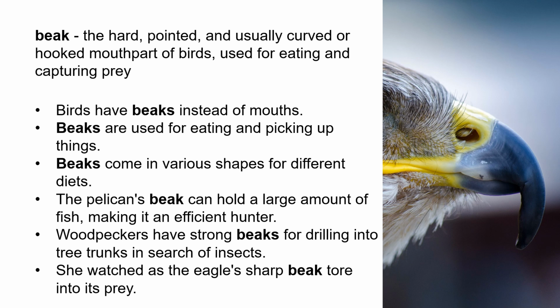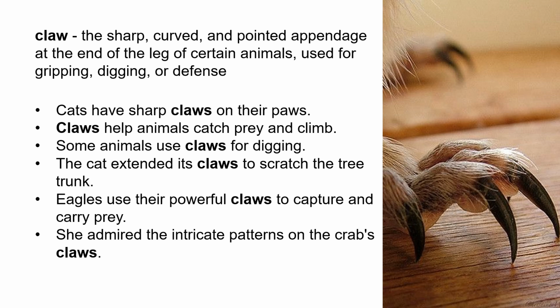Beak is the hard, pointed, and usually curved or hooked mouthpart of birds, used for eating and capturing prey. Claw. Claw is the sharp, curved, and pointed appendage at the end of the leg of certain animals, used for gripping, digging, or defense. Cats have sharp claws on their paws.